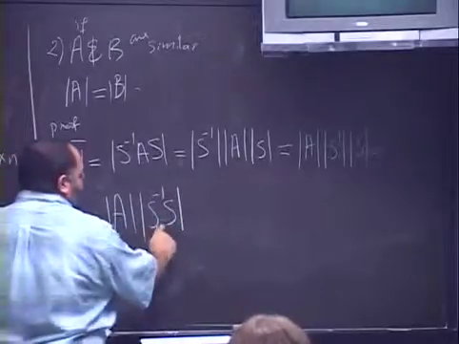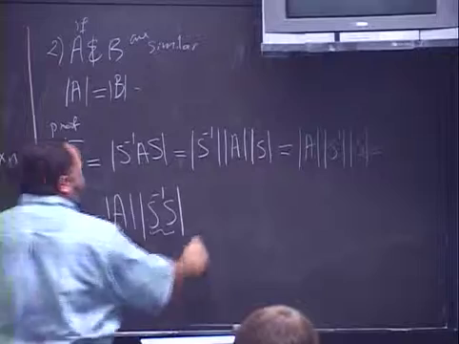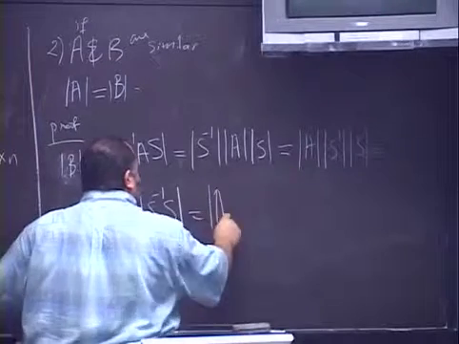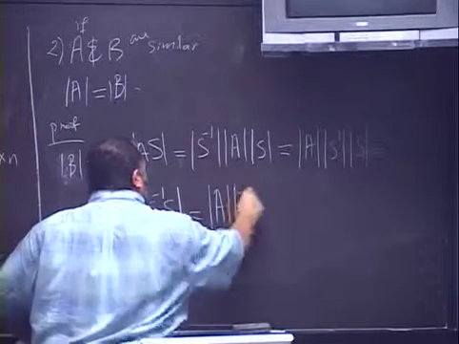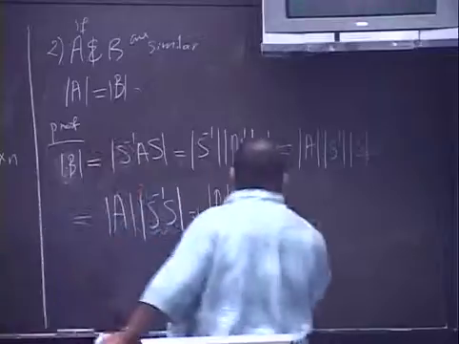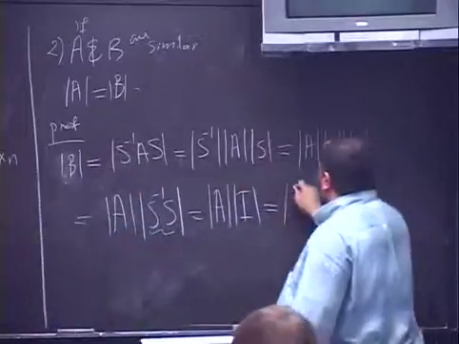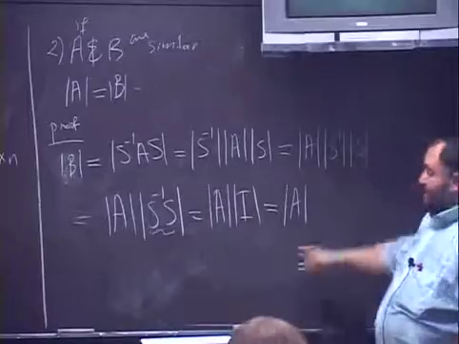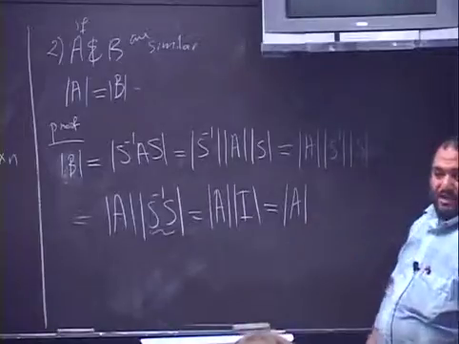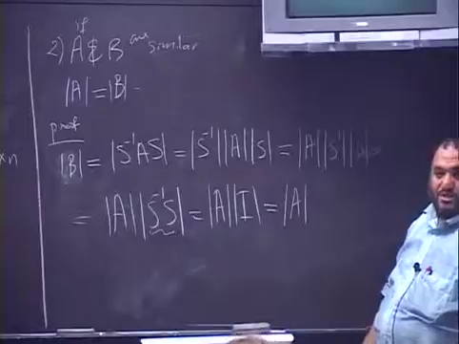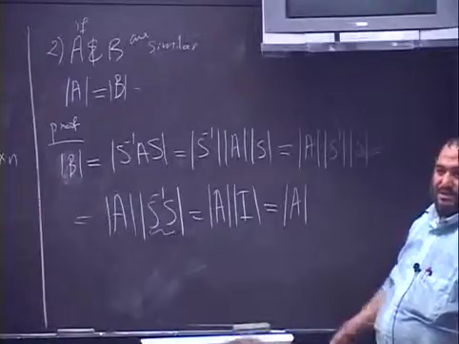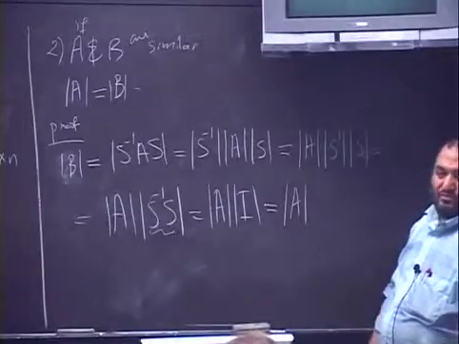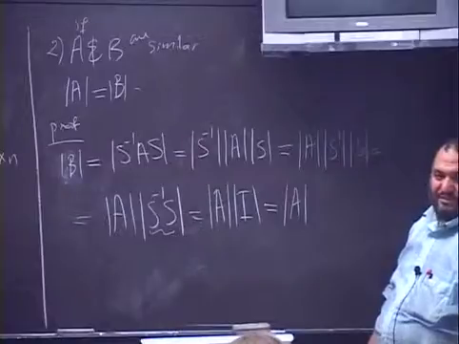What's this? The identity matrix. So I can write this as the determinant of A times the identity matrix I. What's the determinant of the identity matrix? 1. So in this case, I prove that if we have two similar matrices, the determinants of those two similar matrices should be the same.